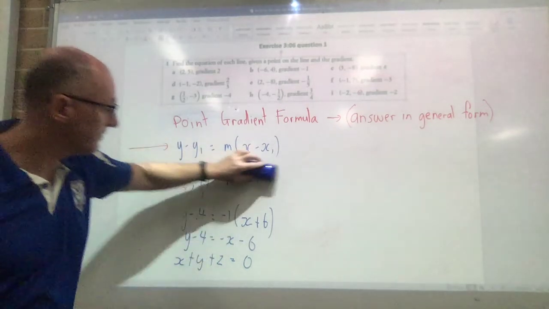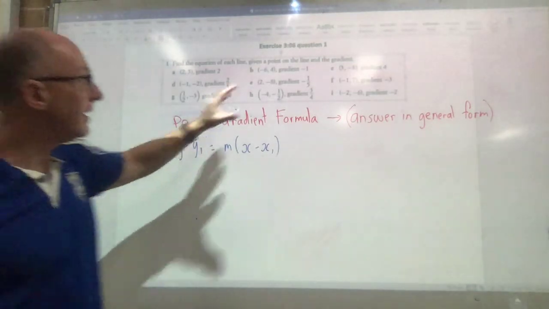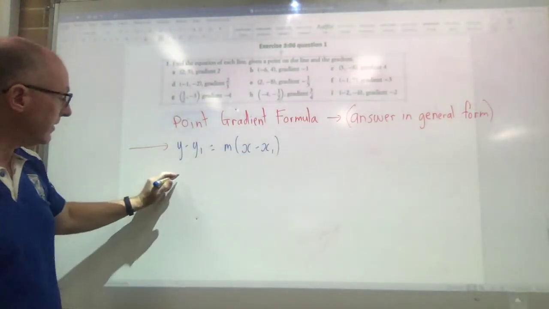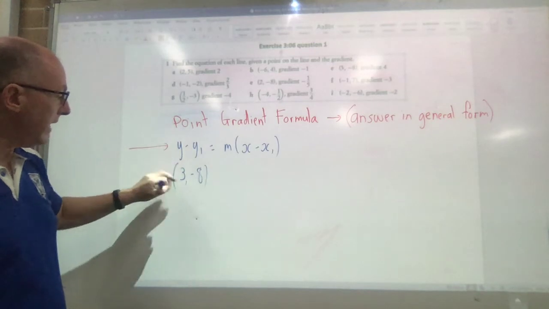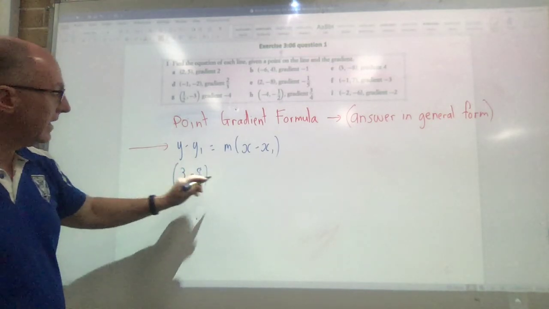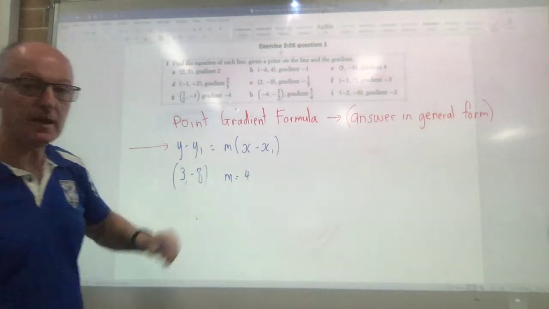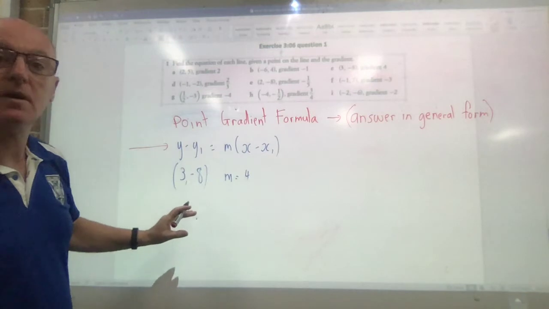Next question. Okay, still a lot to take in, but let's see how we go. Next one, they're all similar. 3, minus 8. So the next one is 3, minus 8. That's the coordinate. X is 3, y is minus 8, and the gradient is 4. Remind yourself, gradient is small m. I'll use red pen this time, see if it works.